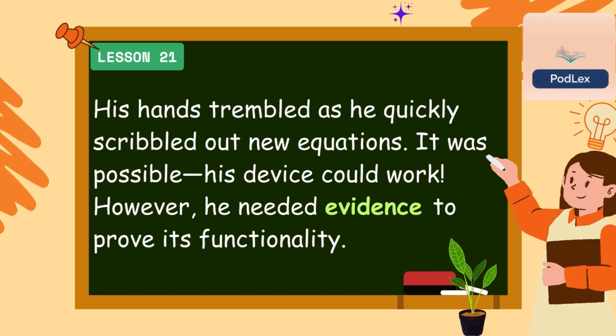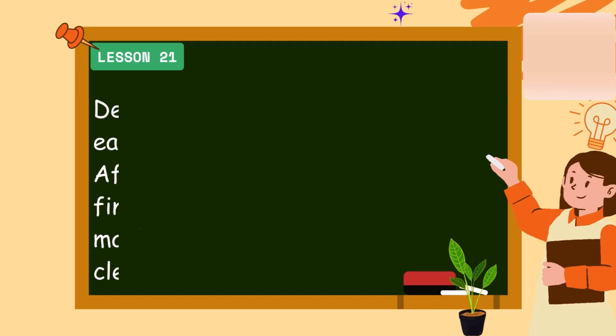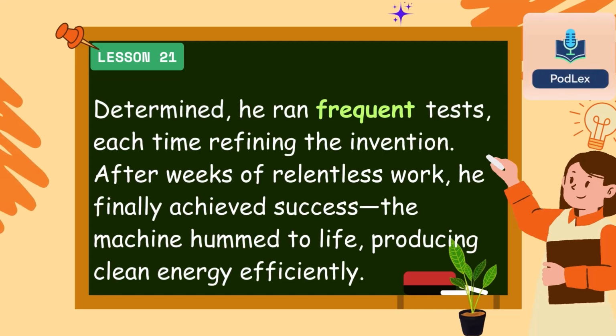His hands trembled as he quickly scribbled out new equations. It was possible his device could work. However, he needed evidence to prove its functionality. Determined, he ran frequent tests, each time refining the invention. After weeks of relentless work, he finally achieved success.